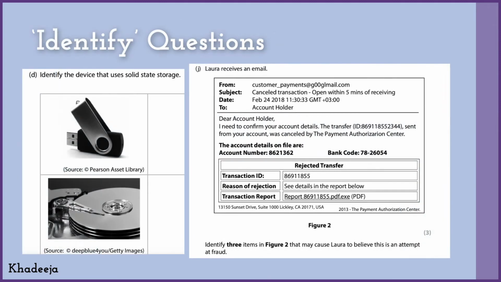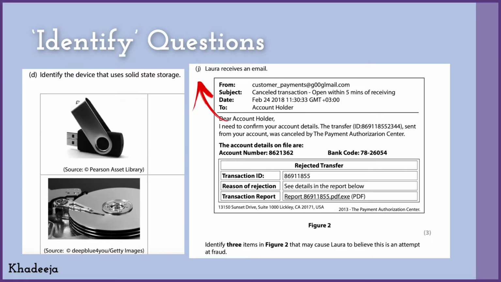Then we have identify questions, and these are very varied, so they can be for more marks or less marks. It depends what the question type is. As you can see, D1 on the left hand side says identify the device that uses solid state storage. I couldn't put the whole screenshot in here, but there was a long list of pictures, and of course you have to identify the device that uses solid state storage. Conveniently, the device is the first one, which is the USB, because it uses flash memory, which is also solid state storage. So that's one type of identify question.